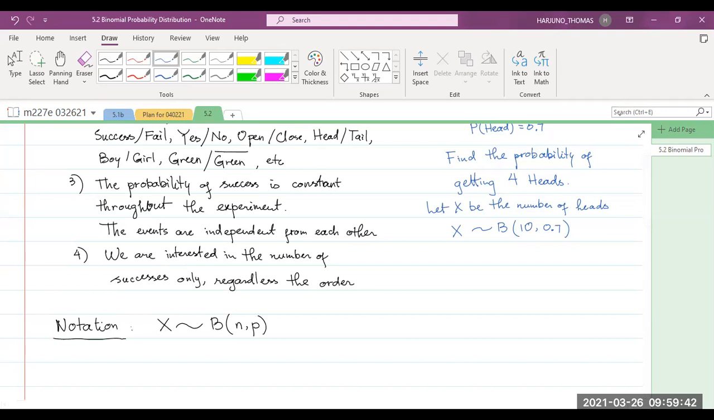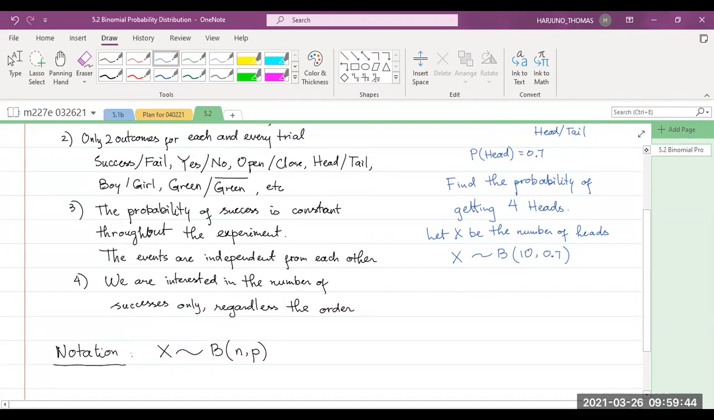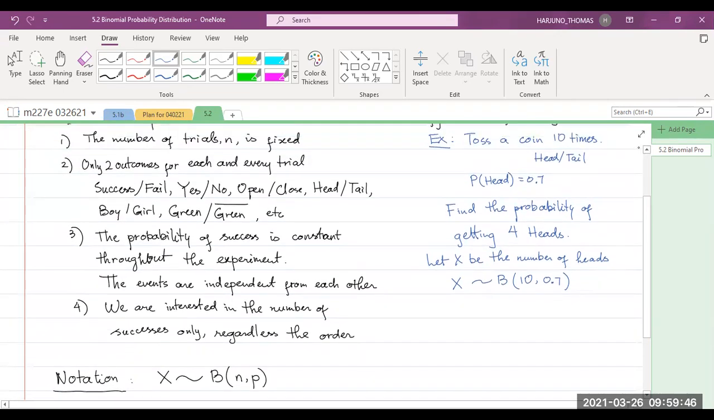We can have so many possible cases, right? Toss a coin 10 times. You have 10 students. How many of them are California residents? You have 10 voters. How many of them vote for Democratic candidates? You go to a store 10 times. How many times is it open when you go there?